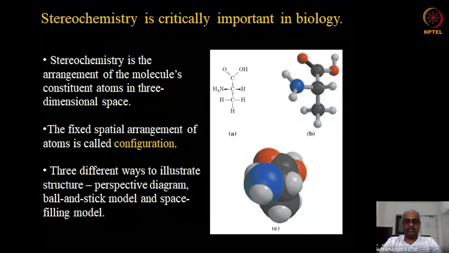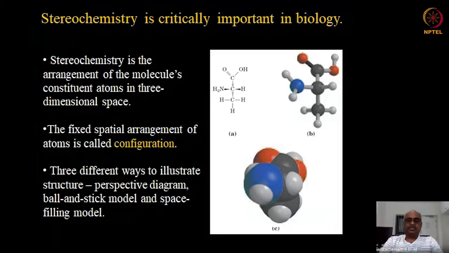Today we are going to learn about stereochemistry. Stereochemistry is about how the constituent atoms of a molecule are arranged in three-dimensional space. The atoms of a molecule can be arranged in different ways in three-dimensional space, and each specific arrangement we call a configuration. As we see examples, all of this will become very clear.